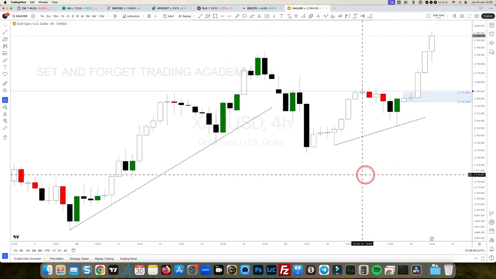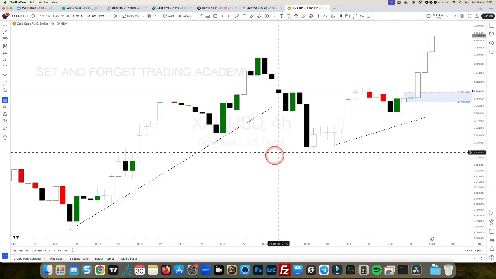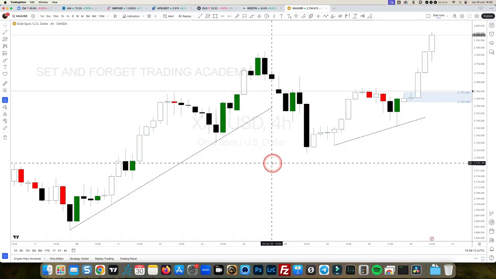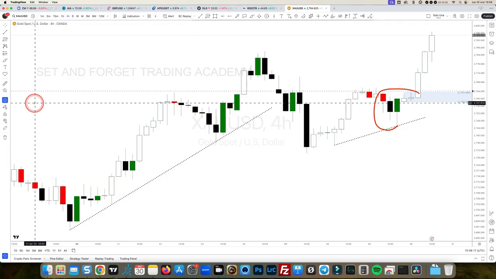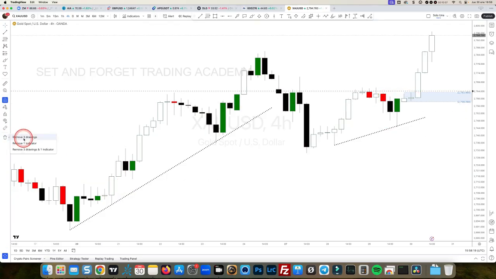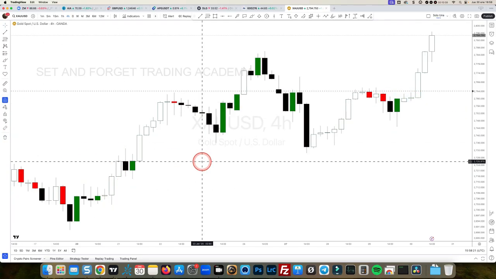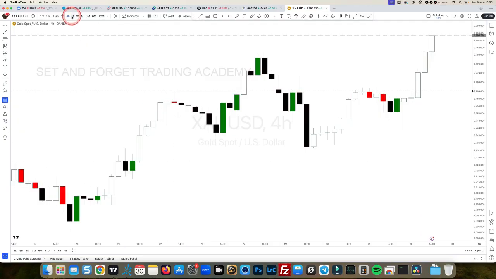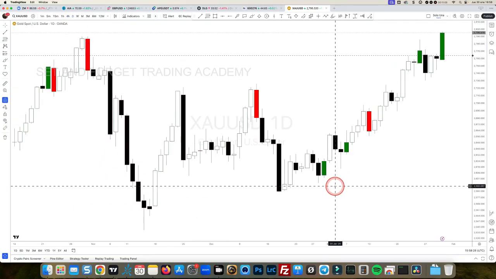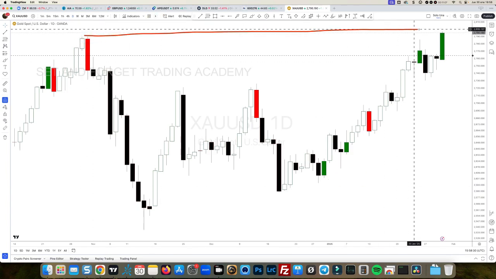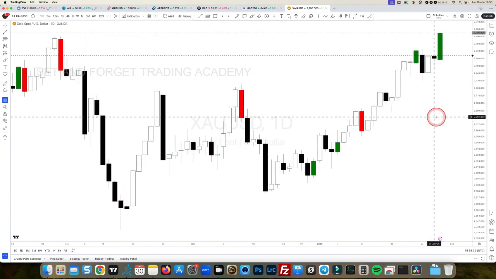So we've done the 4 hour. So I'm going to switch to the daily time frame, and probably this is going to be a daily structure. So I'm going to remove all the objects from the 4 hour time frame, and I'm going to switch to the daily time frame. Okay, good. So breaking all-time highs.